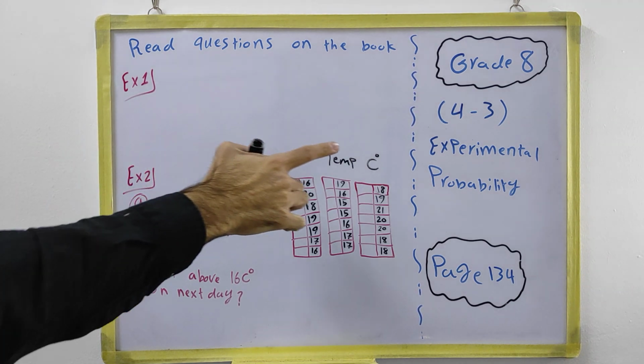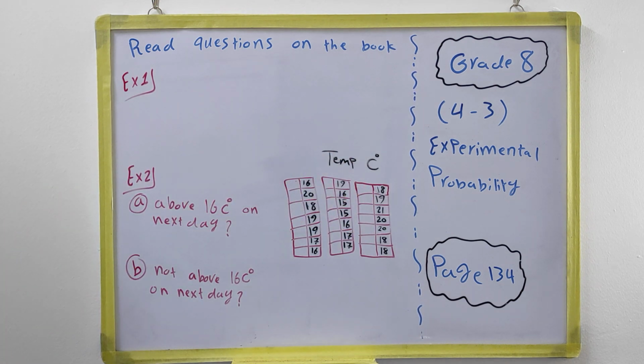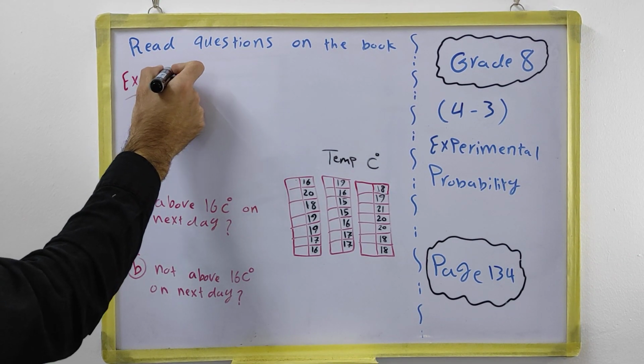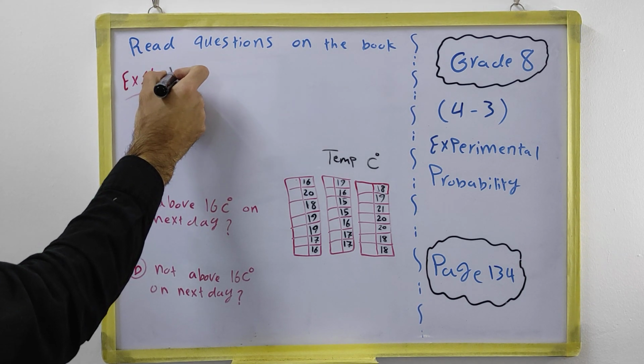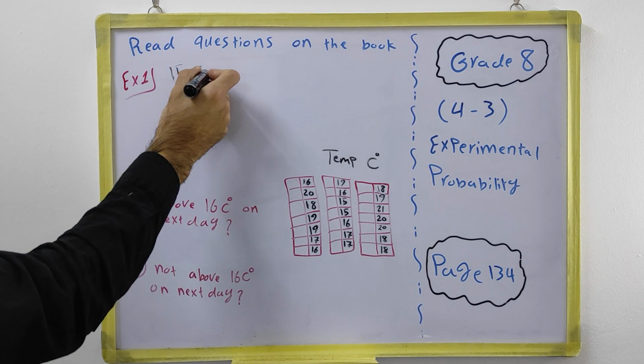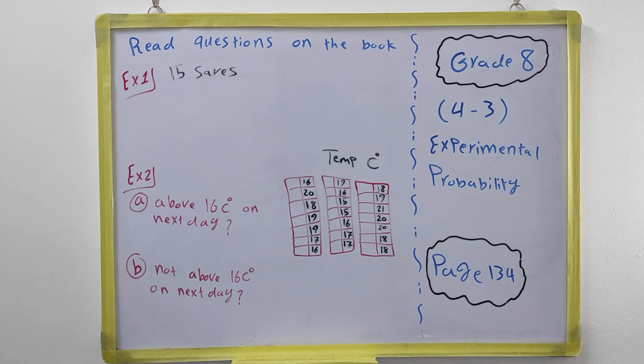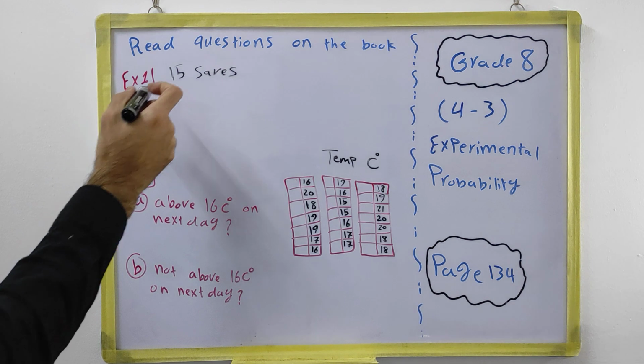Now we talk about experimental probability, something that we did as an experiment. It happened before. Based on that, we will get the probability of what will happen in the next tries that we do. For example, example 1 tells you Xuan made saves on 15 out of 25 shots. 15 saves he did. 15 saves out of how many shots? Out of 25 shots.